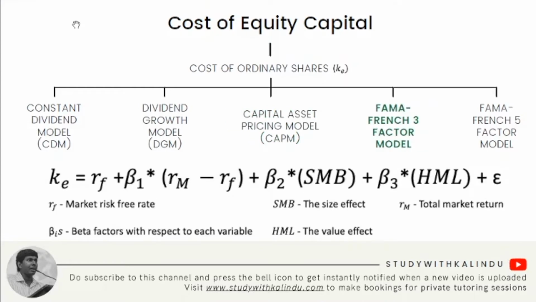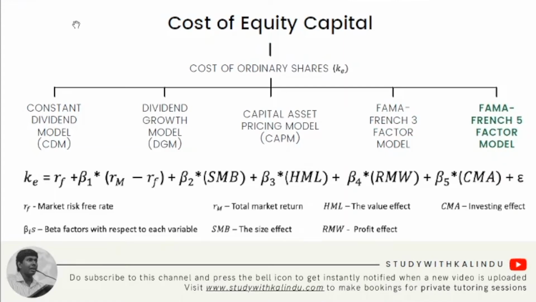Fama-French 3-factor and 5-factor models have multiple beta factors, so multiple sensitivity factors for the multiple separate variables you discuss. For example, in Fama-French 3-factor, you look at the risk premium multiplied by a beta factor. You look at the size effect of the stock multiplied by another beta factor, and you look at the value of the stock, whether it's a high-valued or a low-valued company, and you multiply it by another beta factor, which gives you the cost of equity. However, even for this, the fundamental is established under the capital asset pricing model.